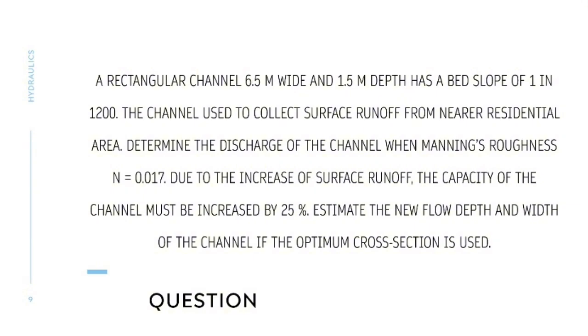From the question, a rectangular channel 6.5 m wide and 1.5 m deep has a bed slope of 1 in 1200. The channel is used to collect surface runoff from a nearby residential area. Determine the discharge of the channel when Manning's roughness n equals 0.017. Due to the increase of surface runoff, the capacity of the channel must increase by 25%. Estimate the new flow depth and width of the channel if the optimum cross-section is used.